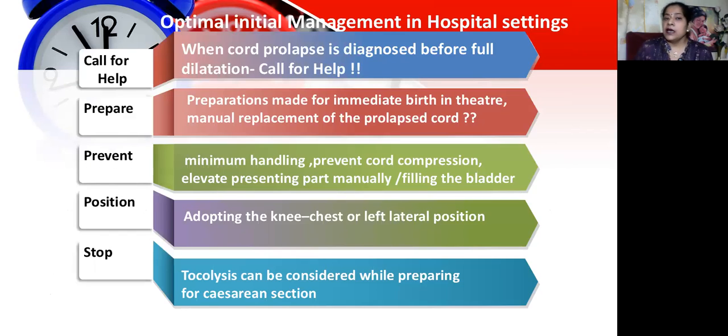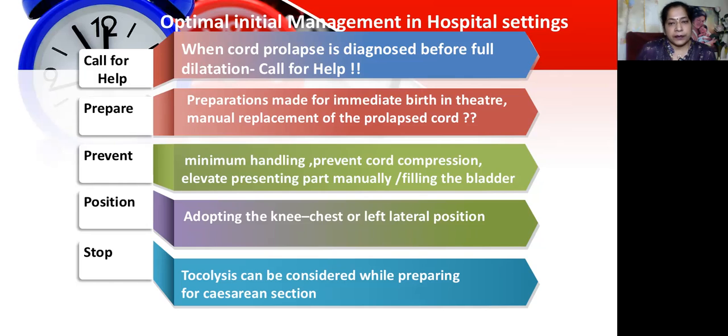Now let us see what to do in a hospital setting. Optimal initial management in hospital settings. First is call for help. So whenever you identify that cord prolapse has occurred before full dilatation, always call for help, press the emergency buzzer, and shout out for help.